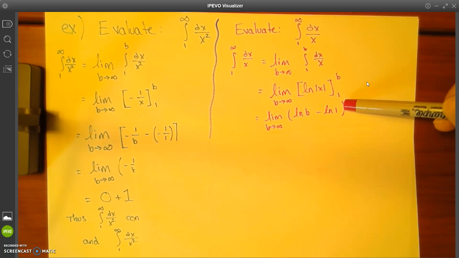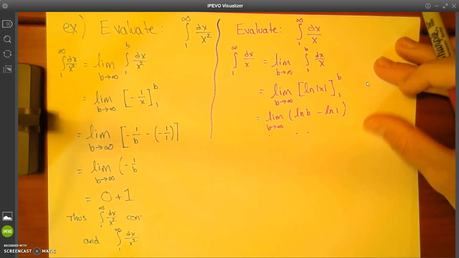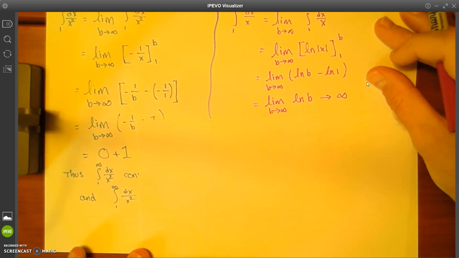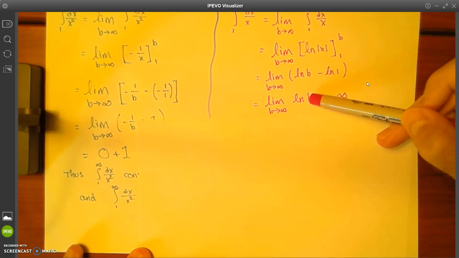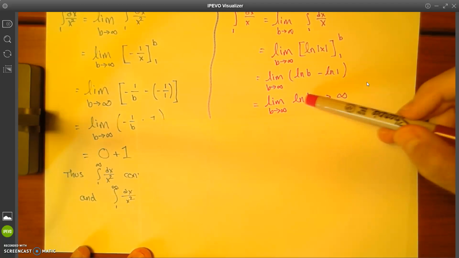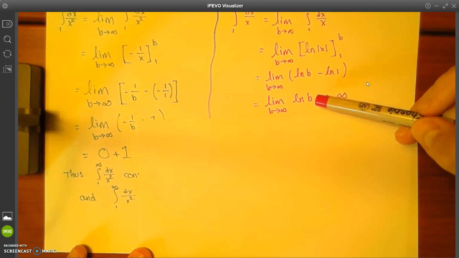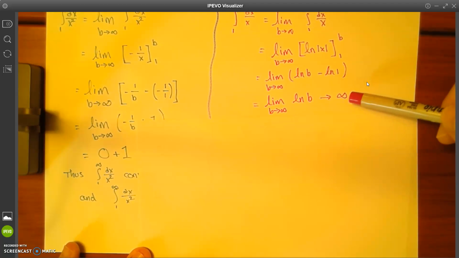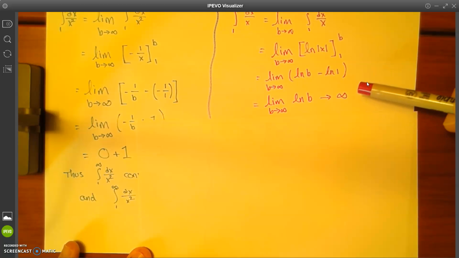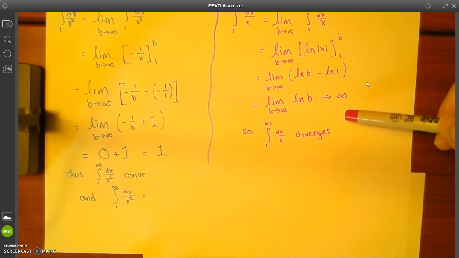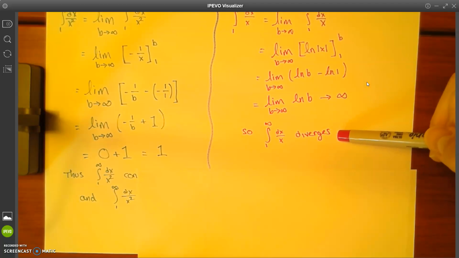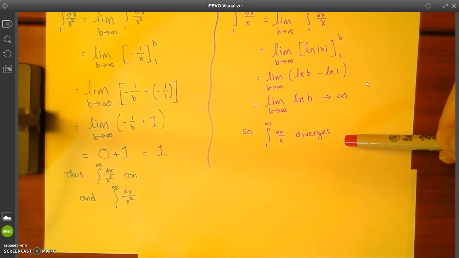And ln of 1, natural log of 1 is 0, so that's very nice. Natural log of b is, we don't really know because b is a placeholder, right? But as b approaches infinity, natural log of b is still going to approach infinity, right? Natural log is an increasing function. It doesn't really have any bounded horizontal asymptote. It's going to keep going up, sometimes very slowly, but it's going to keep increasing. So it approaches infinity, which is not a real number. Thus, the limit diverges and the improper integral diverges. Or we could say the improper integral is divergent.